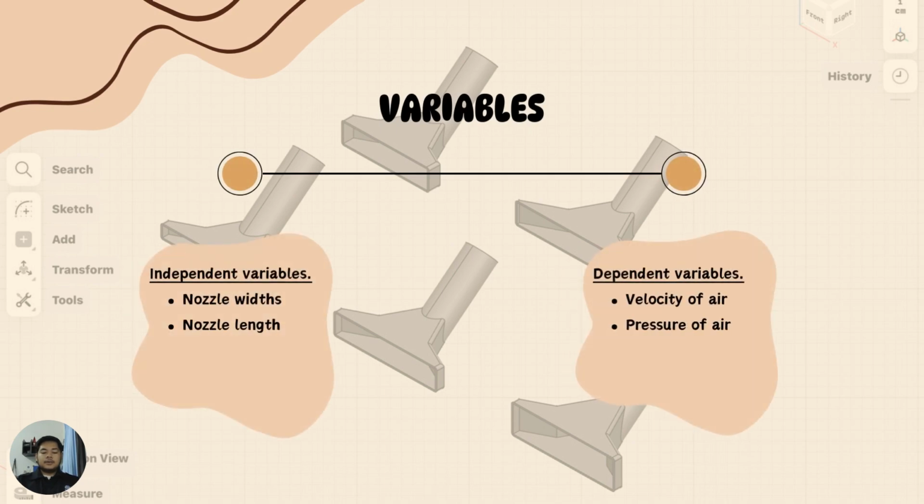The study involved both dependent and independent variables. Dependent variables, these are the factors we measure, specifically the velocity of air and pressure of air. Independent variables, these are the factors we control, namely the width and length of the nozzle. By systematically varying the independent variables, we could observe their direct effect on the dependent variables.